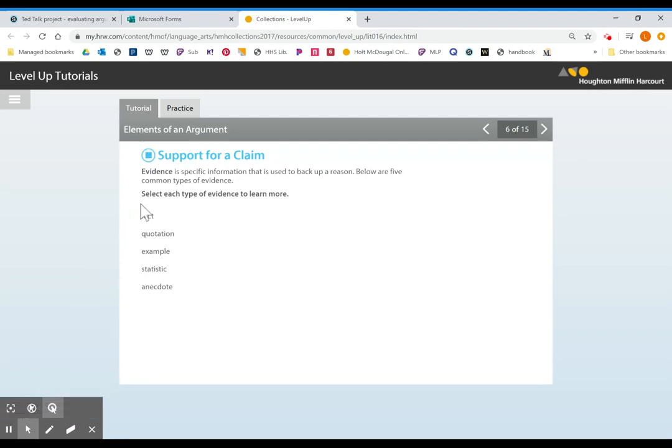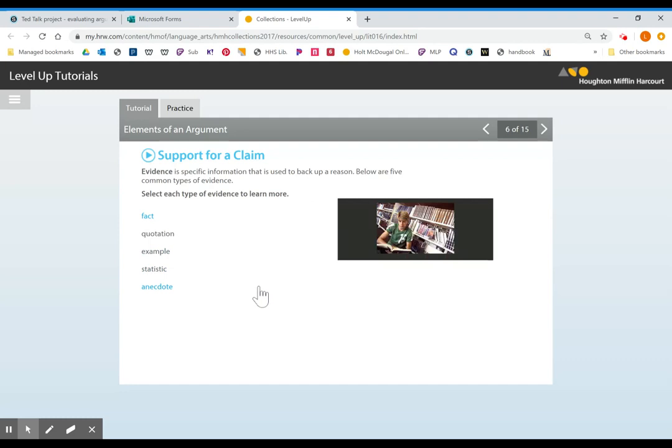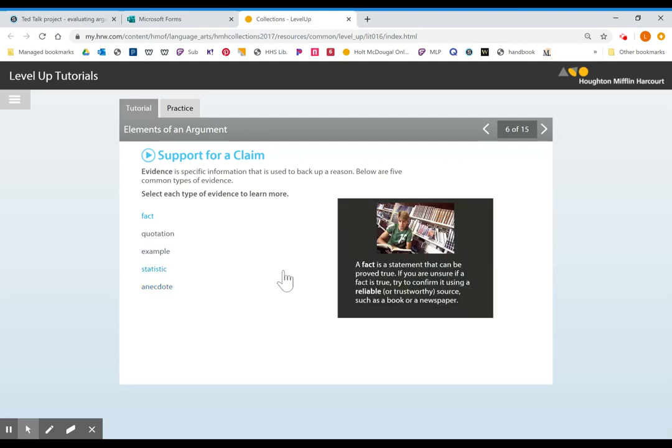So this brings us to thinking about evidence. Evidence is specific information that is used to back up a reason. Here are some common examples of different types of evidence. Okay, so there are facts. This could be used as evidence.